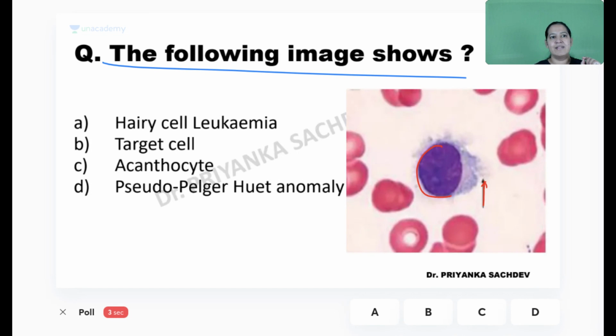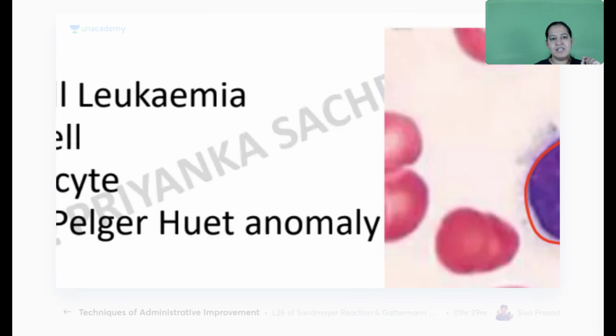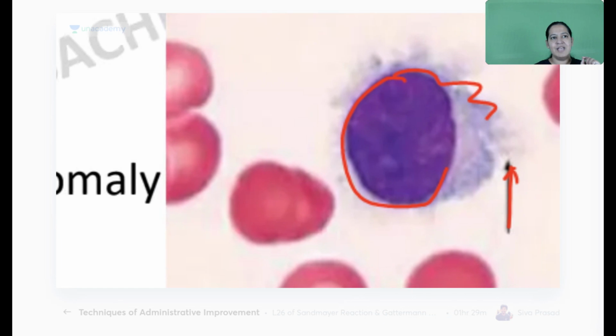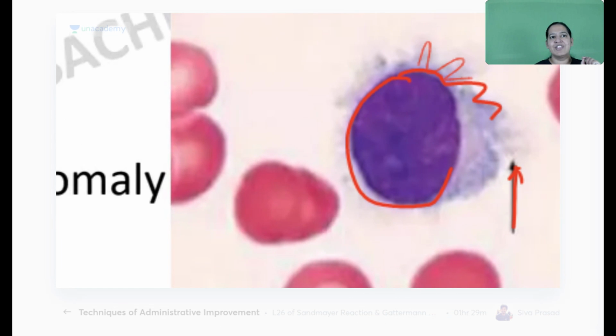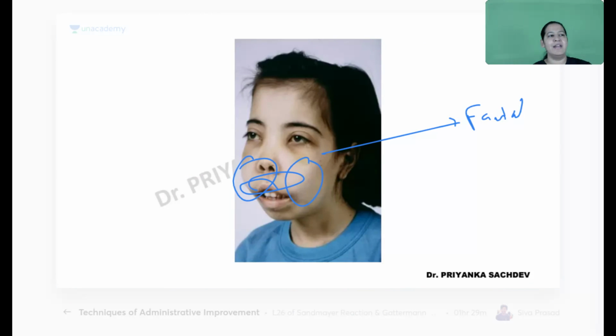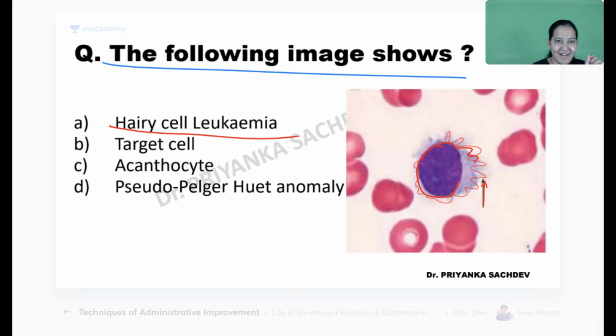So there is a nucleated cell. See the cytoplasm of the cell. Okay, I will zoom it out. So see the cytoplasm. It is showing hairy extensions on the cytoplasm. So yes, it is a hairy cell leukemia showing hairy extensions.